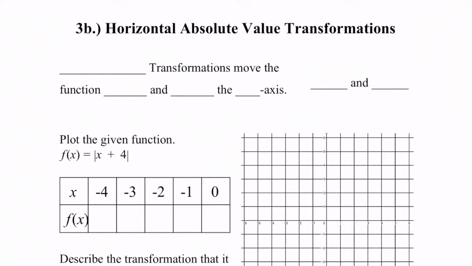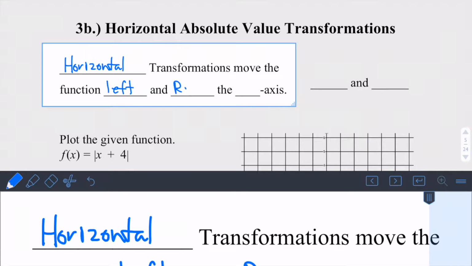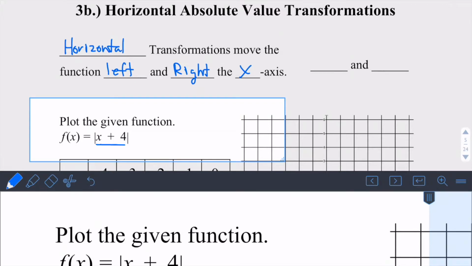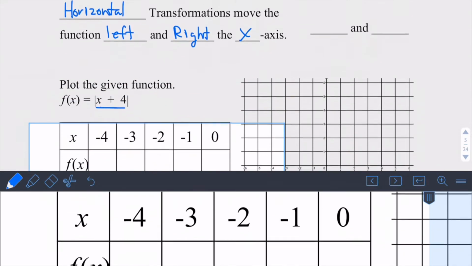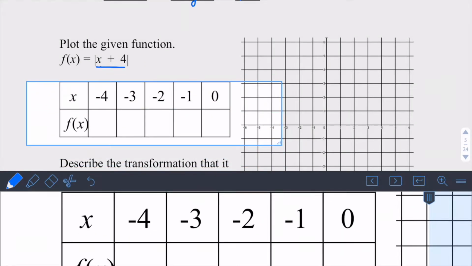And here we can say that horizontal transformations move the function left and right on the x-axis, and we can see that by plotting this function, the absolute value of x plus 4. So let's come down to our table here. And again, we're just putting in inputs and getting out outputs, and f of x is again just a fancy word for y, or fancy notation for y.